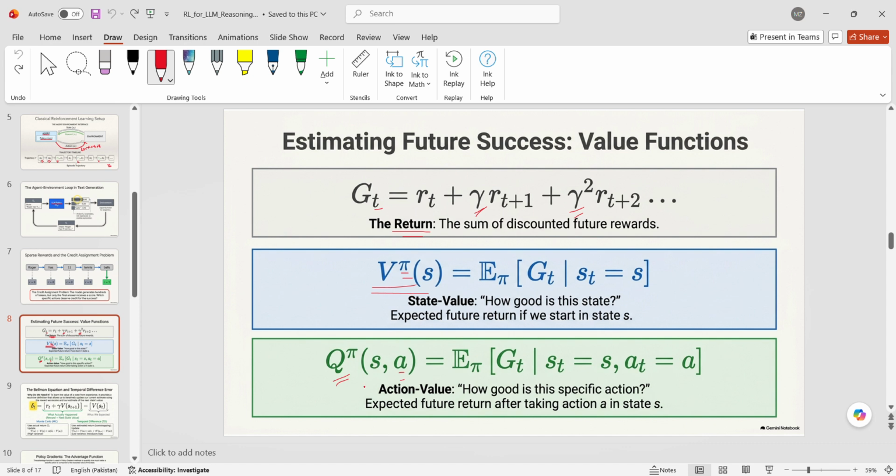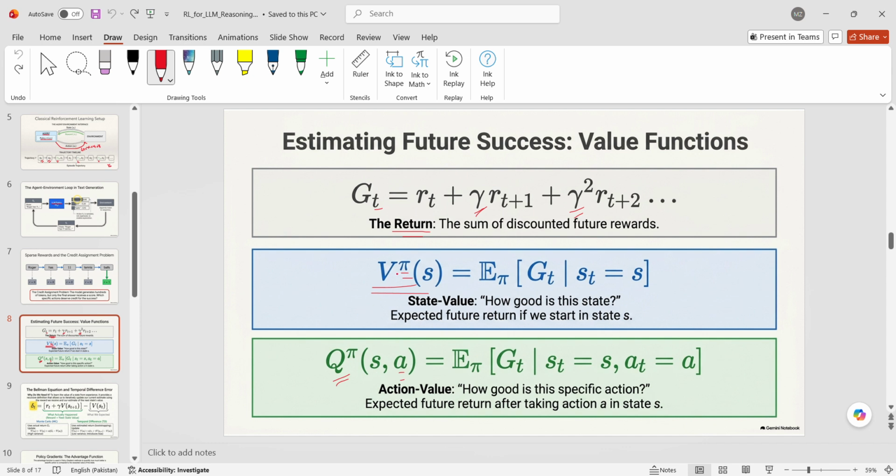And the same goes for the action value function. The action value function is denoted by Q, and when given a state and an action, it tells how good it was to take this action A when you were in this state S.